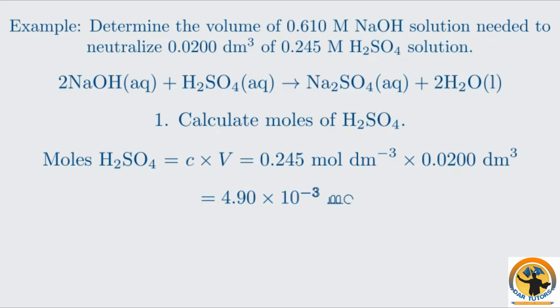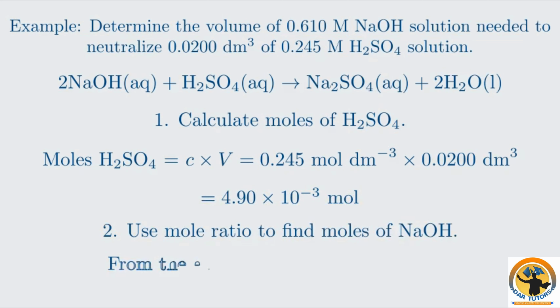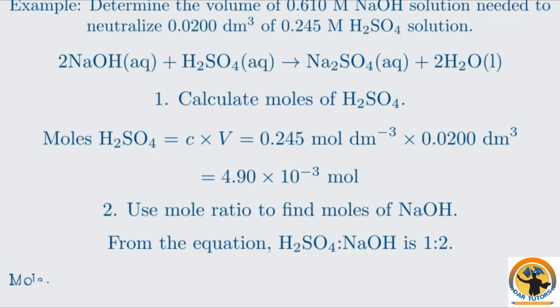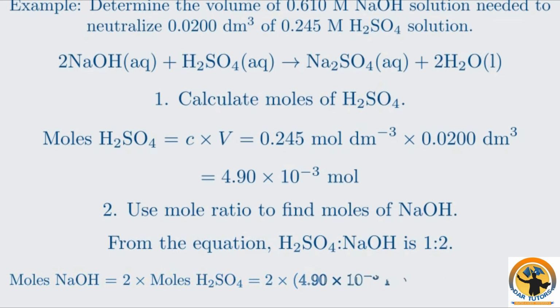This gives us 4.90 times 10 to the power of minus 3 moles of H2SO4. Step 2. Determine the moles of sodium hydroxide. The mole ratio from the equation is 1 mole of H2SO4 reacts with 2 moles of NaOH. So, moles of NaOH is 2 times 4.90 times 10 to the power of minus 3, which is 9.80 times 10 to the power of minus 3 moles.